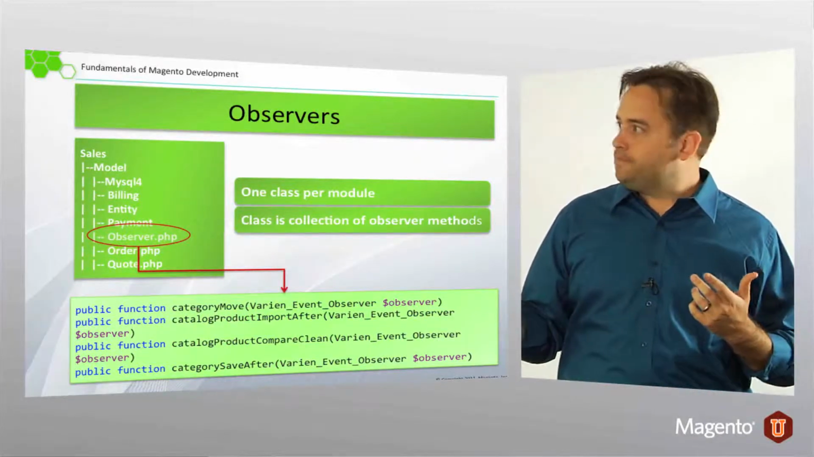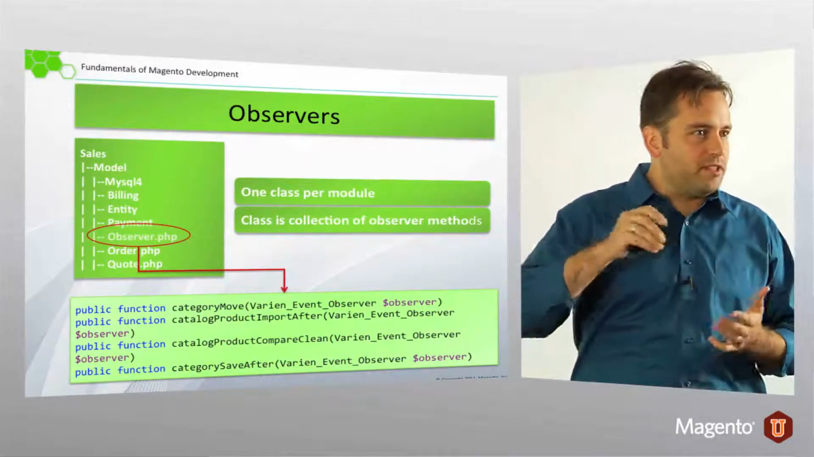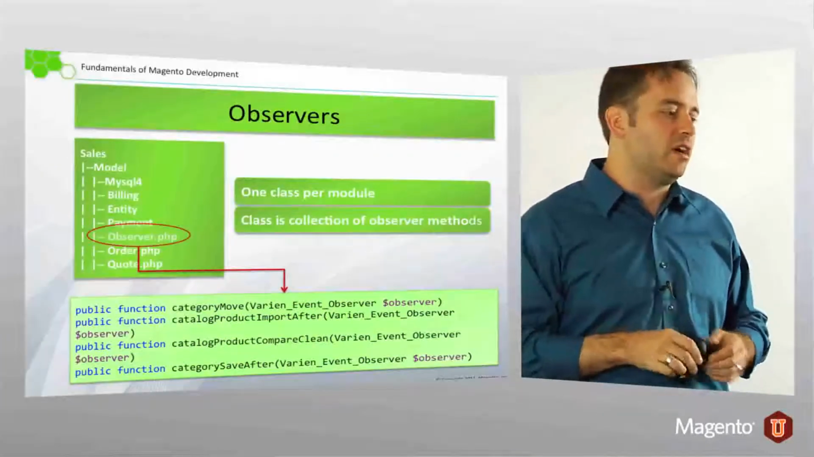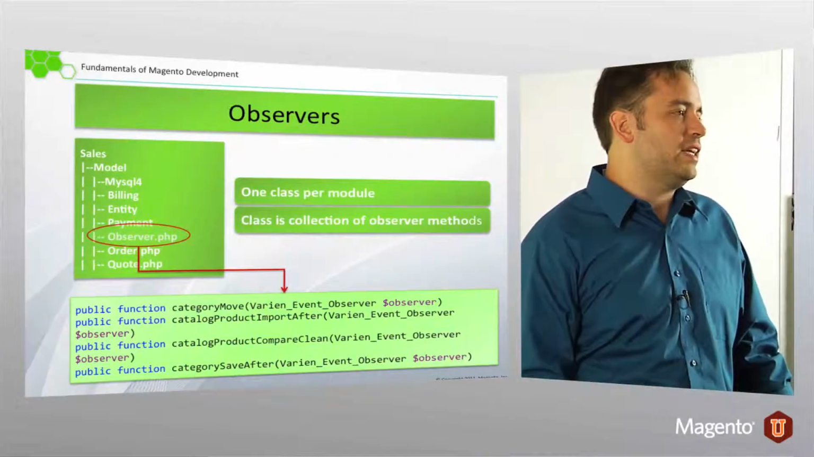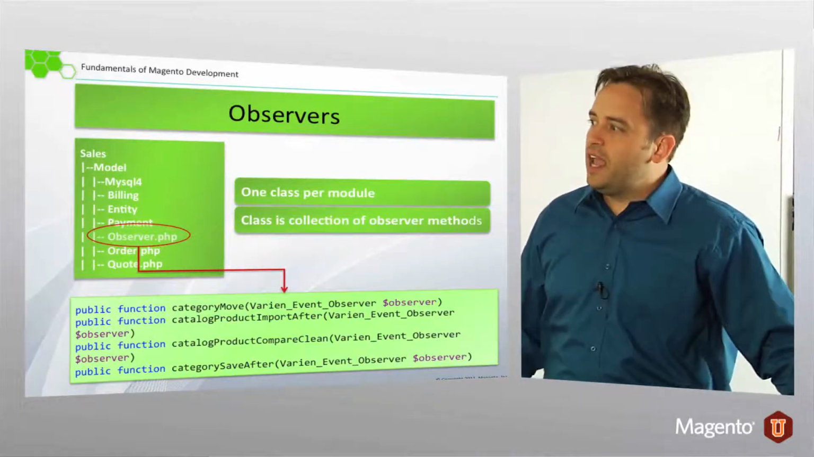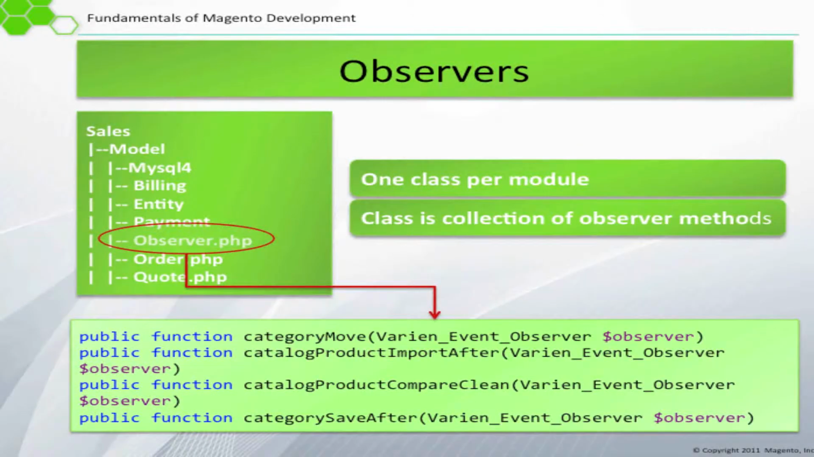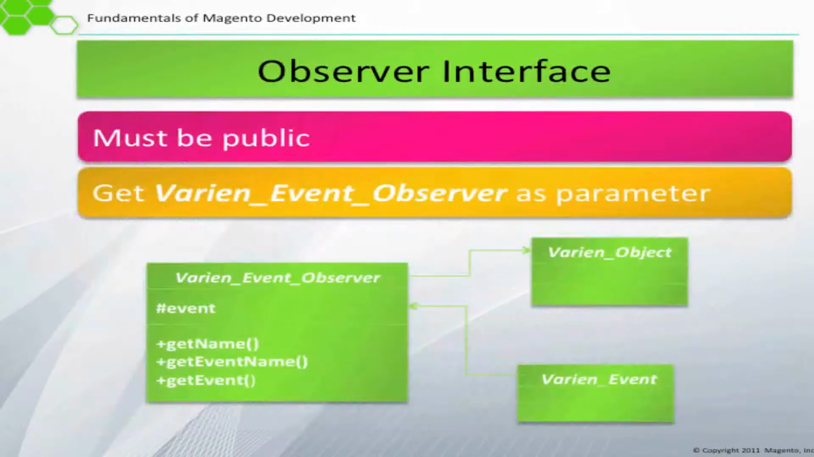And of course, you would pack all of the methods that your module would have called in one observer file. Again, this is by convention. And then the kinds of methods you put in here are often utility methods. Magento uses this extensively, especially around the category objects, in terms of moving them around in the administration panel. As far as defining observers, they must be public, and they always receive a variant event observer object as a parameter.